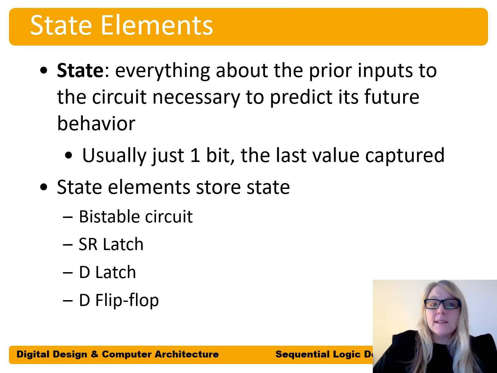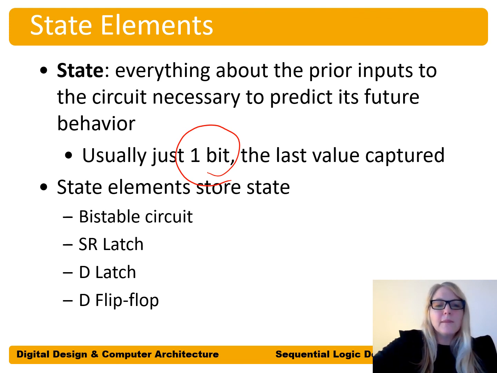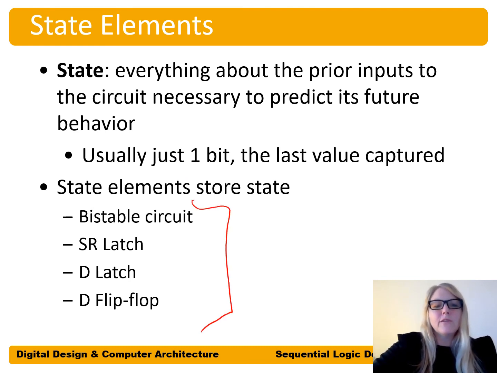So again, state is everything about the prior inputs the circuit needs to predict its future behavior. And it's usually just 1 bit, and it's the last value that was captured, or the last state that was captured. So we're going to use these circuits or these elements to store the state. And we're going to talk about 4 types of state elements: the bistable circuit, SR latch, D latch, and D flip-flop. And the one we're going to end up using is the D flip-flop.